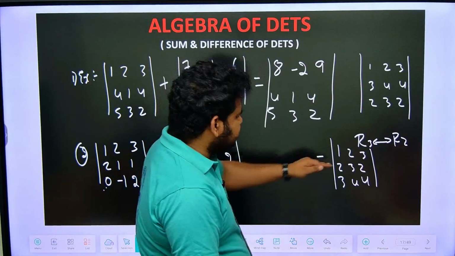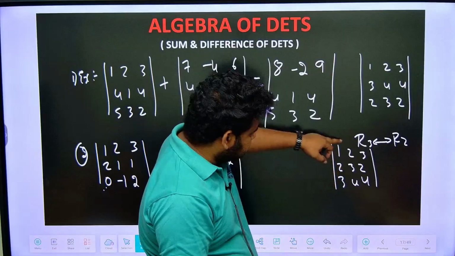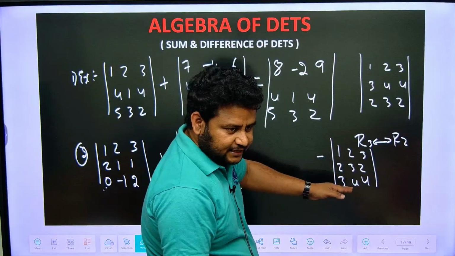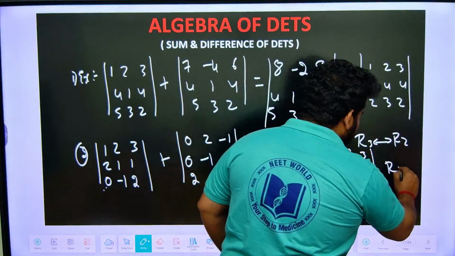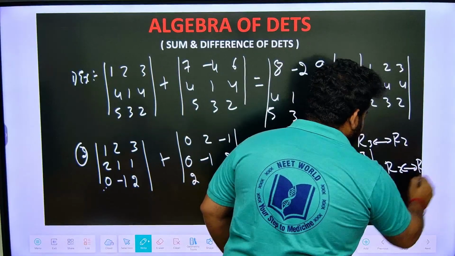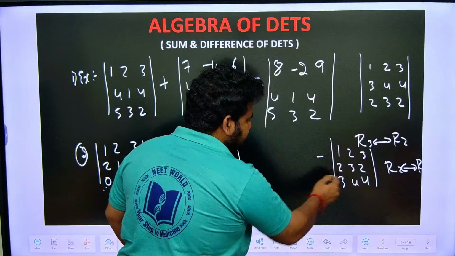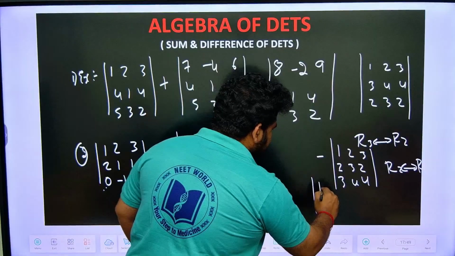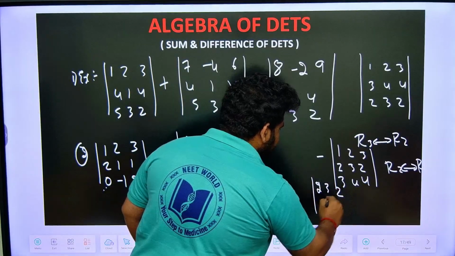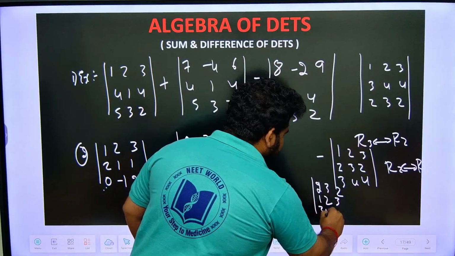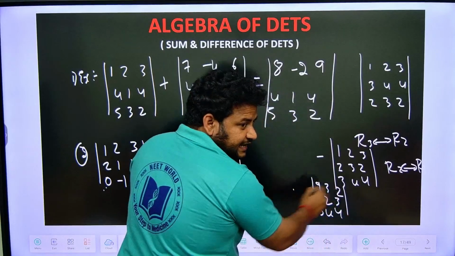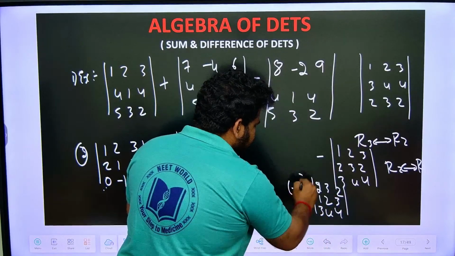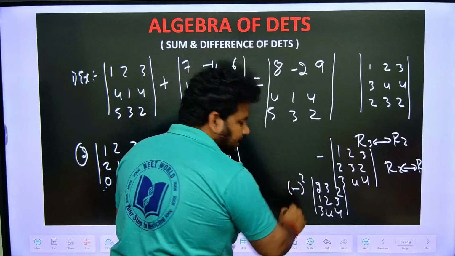Now, if I want to send R2 to R1, and bring R1 here, what will I do? R2, R1, I will write it like this. So this will go up and this will come down. So this will become 1, this will become 2, 3, 2, 1, 2, 3, 3, 4, 4. Already a minus sign is there, so again you have to multiply with a minus sign. So minus whole square, minus into minus, this will become plus.